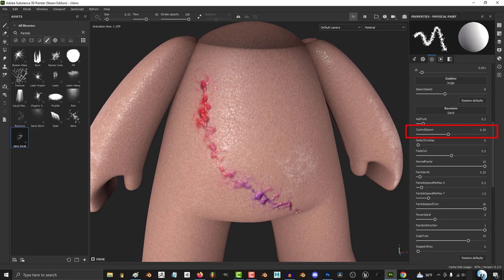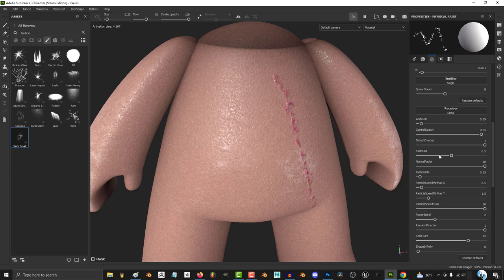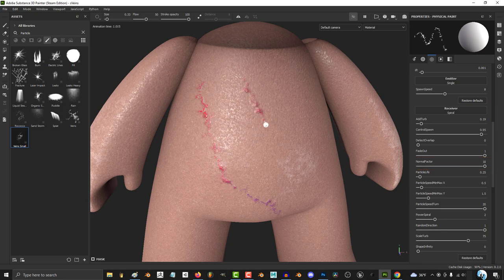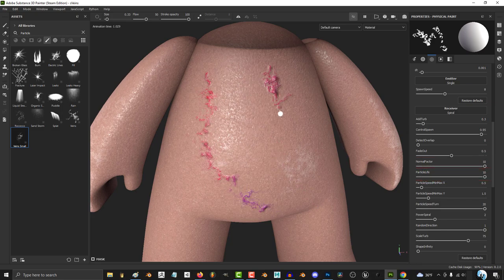The higher control spawn, the more subtle and tame the designs of your brush gets. If you lower detect overlap, the designs will overlap like crazy. The higher the fade, the more the ends of the designs will fade out. As usual, I don't really mess with the normal factor. The higher the life, the longer the particles will stay active.